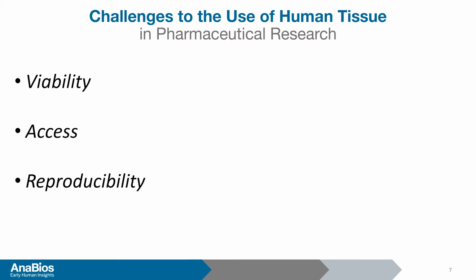Now, there are some fundamental challenges in trying to utilize human cells and tissues for investigational studies. The first one is ensuring sufficient viability and quality of the starting material. The second is access that is consistent and high enough to ensure proper support of drug discovery programs. And the third one is reproducibility.